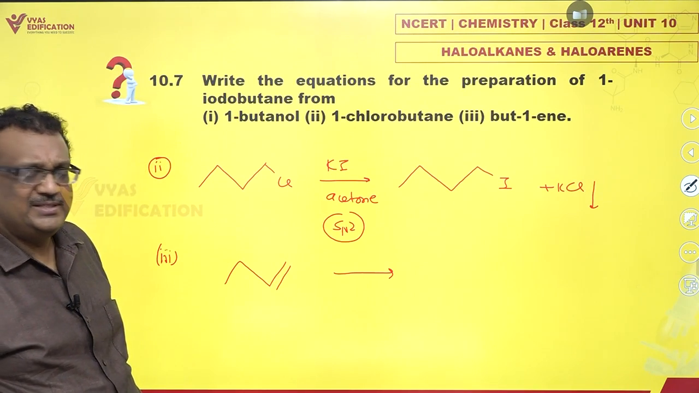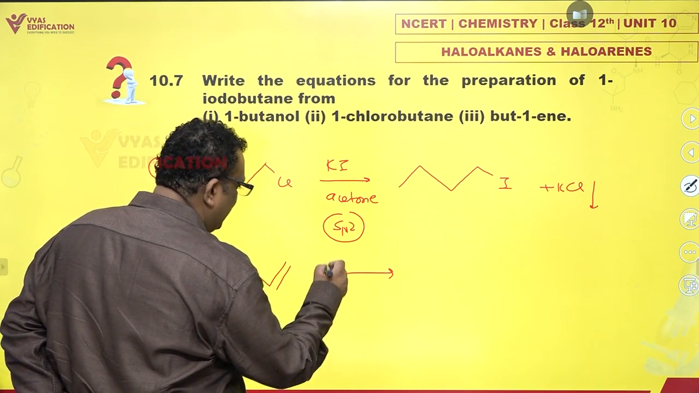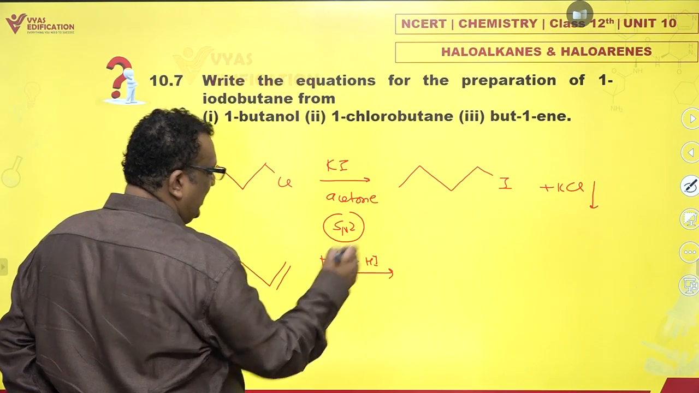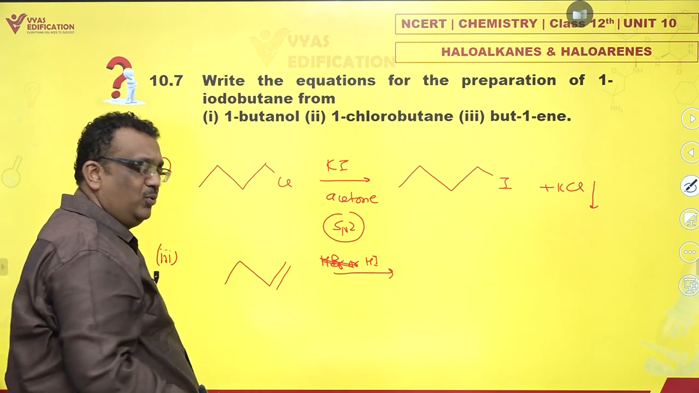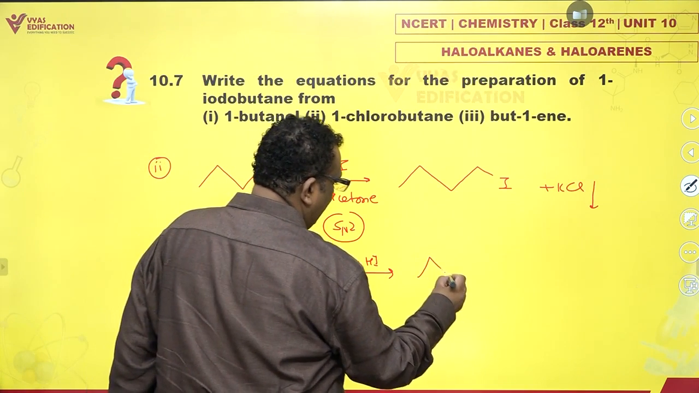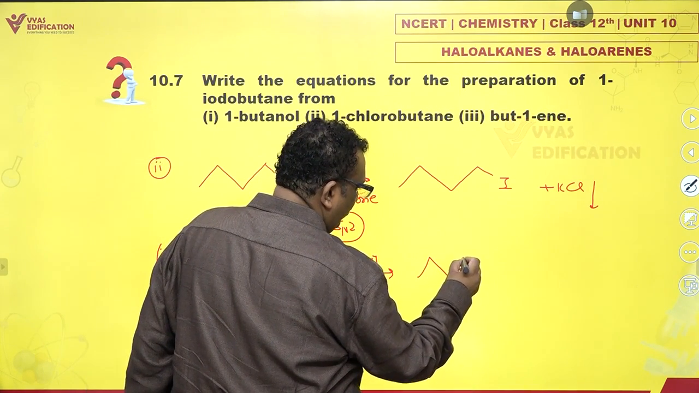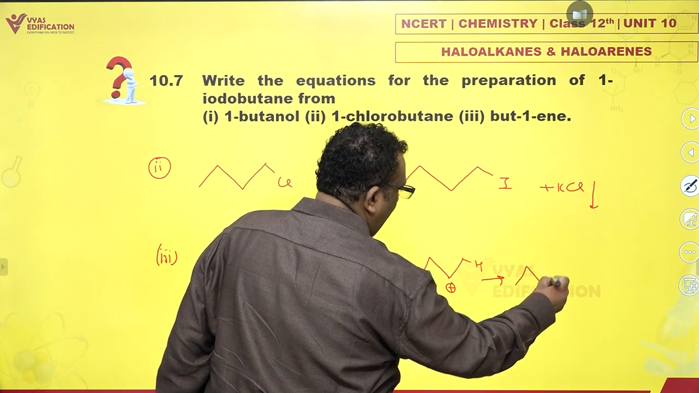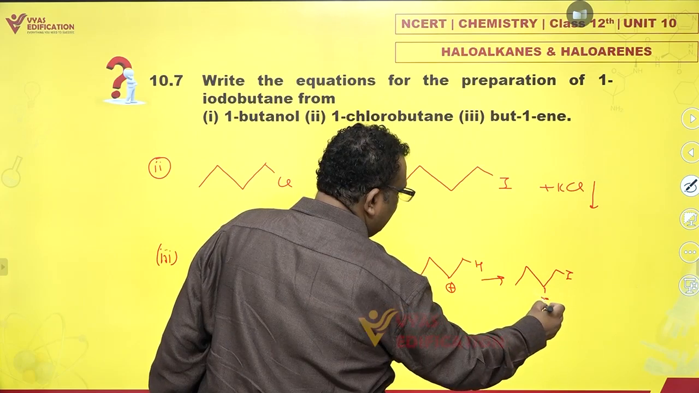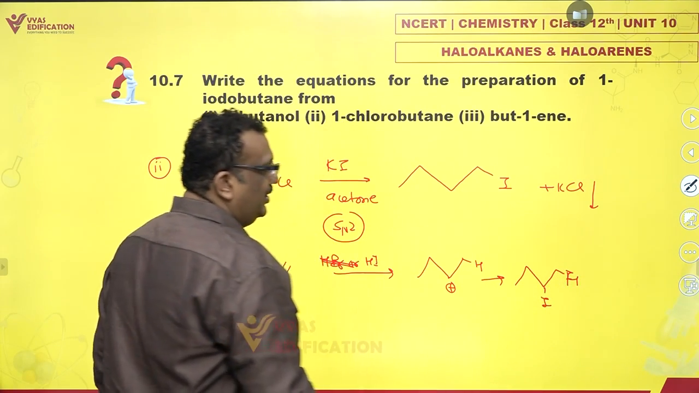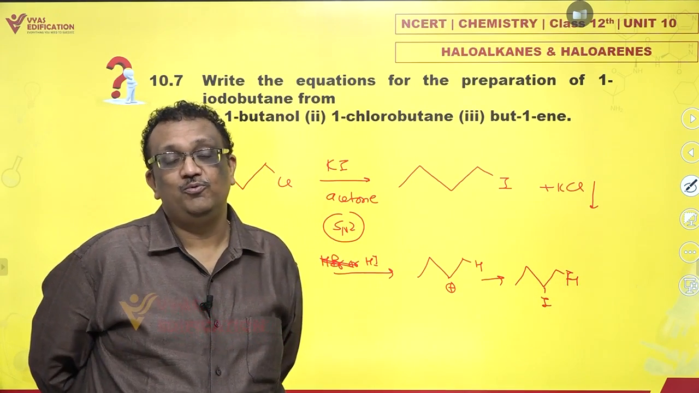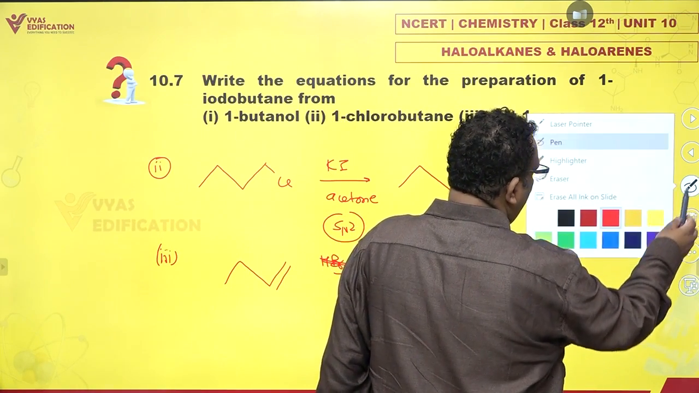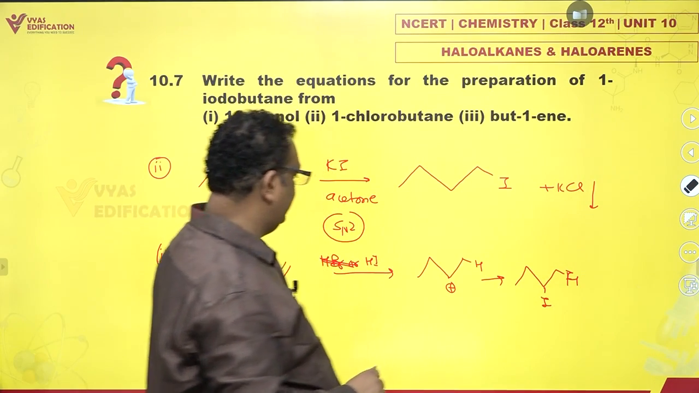Now what happens if I add simply HBr or HI to this? If I just add HI, let me see what I get. First you would get H added here, carbocation here, Markovnikov's rule, and you would have H and I like this. So you would get 2-iodobutane. If you simply add HI, you get 2-iodobutane, which is something you don't want.